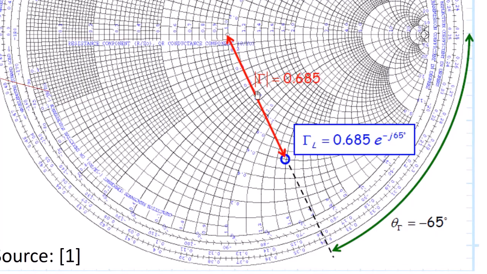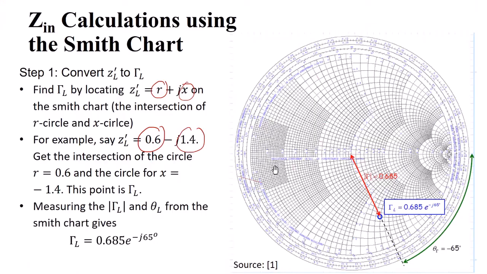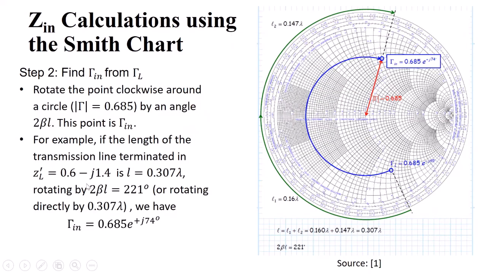This distance you can measure. This is 0.685, and you can find the phase using this protractor. What is this angle here? It is minus 65. So once you find gamma L, then you need to find out the reflection coefficient at the point L distance from this load.